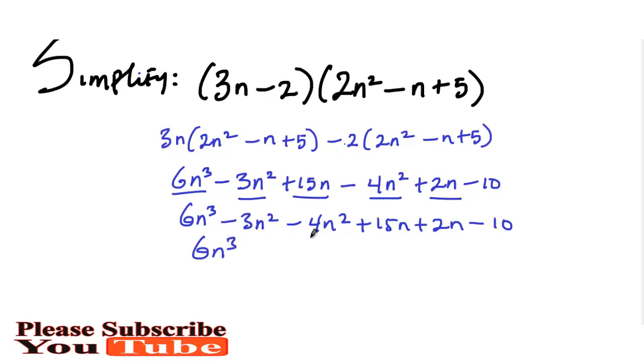So 6n cubed, right? Minus 3n squared minus 4n squared, that will give us minus 7n squared, plus 15n plus 2n, that is plus what? 17n minus 10. All right, so basically this is the simplified form of this algebraic expression.